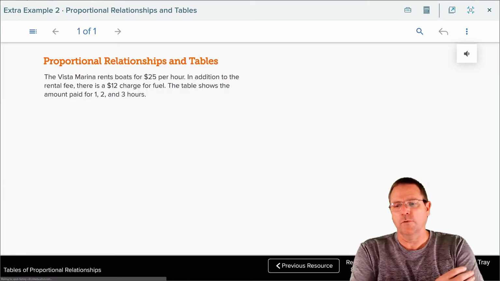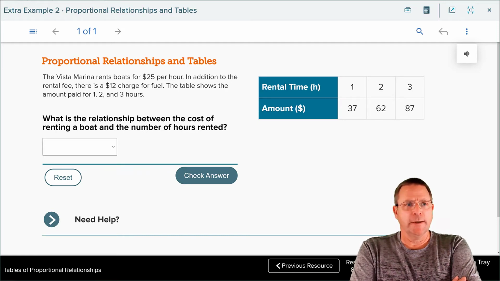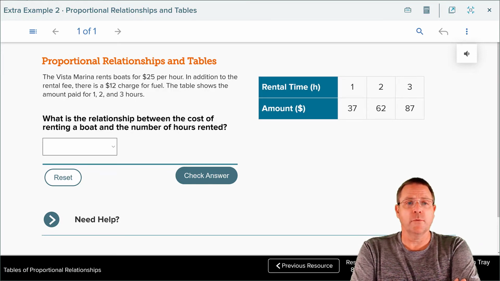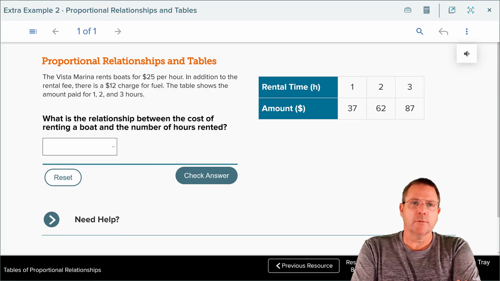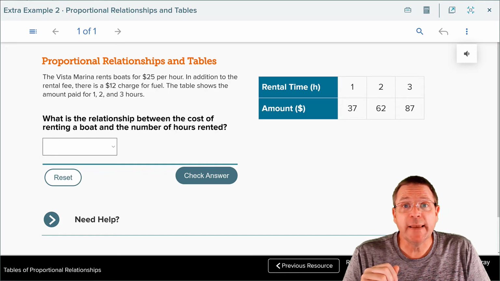Moving on to resource number 8. The Vista Marina rents boats for $25 an hour. In addition to the rental fee, there's a $12 charge for fuel. The table shows the amount paid for 1, 2, and 3 hours. You pause the recording, answer the question, check your answer, see if you're right. Make sure you're using big kid math to justify your answers.